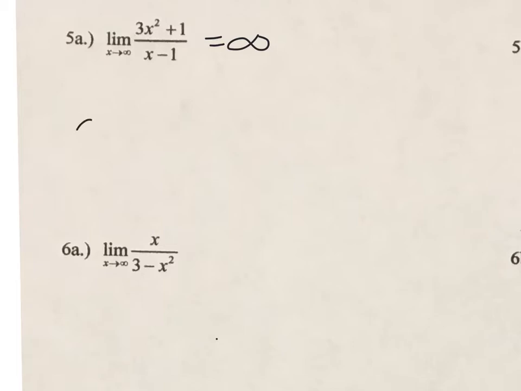So all you need to say is that the degree of the numerator is greater than the degree of the denominator, and that will be enough for me to know why you know that this function grows without bound as x approaches positive infinity.